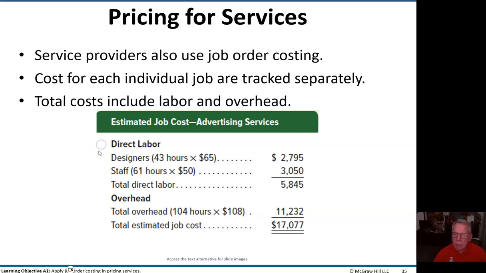So here's their direct labor. In this case, they've got designers making $65 an hour and staff making $50 an hour. So their direct labor was $5,845. Their overhead was 104 hours at $108 per hour. So they have big overhead, of course, and that would result in $11,232. So the estimated job cost is going to be $17,077.